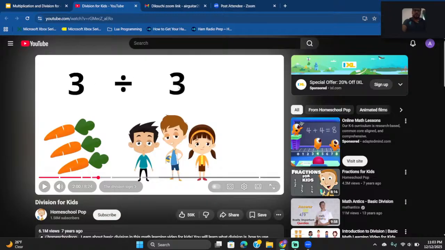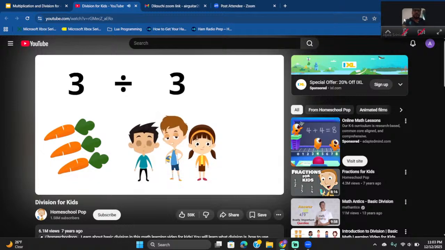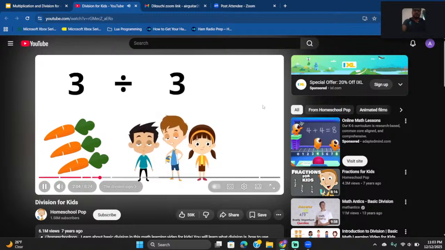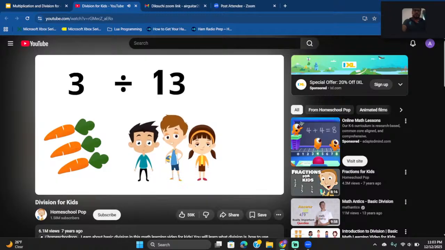3 divided by 3. These numbers are both the same. So the answer is 1. Each person gets 1 carrot. And the answer of how many carrots each kid gets is 1. 3 divided by 3 equals 1.